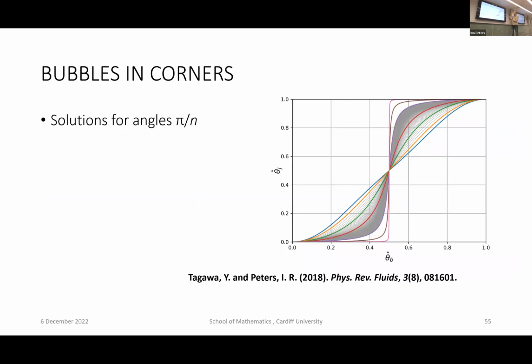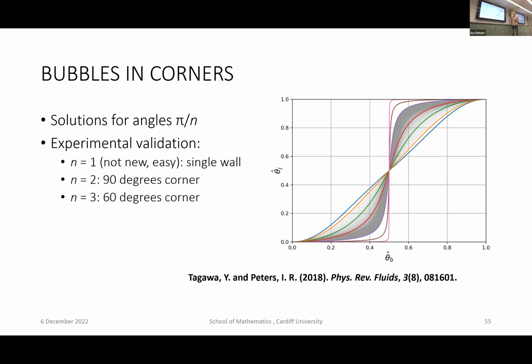So this concludes the part on bubbles and corners. It's published here if you want to read a bit more about it. So we have these solutions for any angle pi over n. We validated the first couple of cases. And if you go to extreme cases, where n goes to infinity, you basically have a solution for parallel walls. There are a couple of subtleties there. So parallel walls are not that easy. But you can imagine cases where this would work quite well.